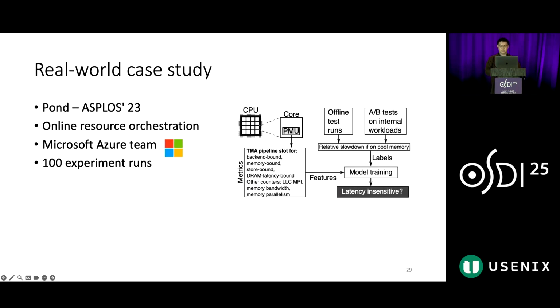Third, to demonstrate Tintin's practical value, we evaluated using a real-world application called Pond. Pond is a memory pooling system developed by a Microsoft team. Its paper and source code were released at the 2023 ASPLOS conference. Pond used PMU data to detect performance interference. So we are going to investigate if Tintin can improve this prediction accuracy. We followed the original experimental setup in the paper and repeated the experiments 100 times.